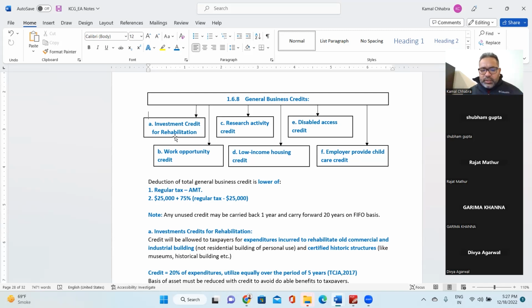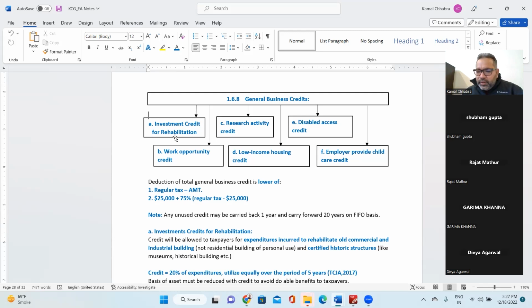So the total deduction for considering all these six things comes under the general business credit, which is the lower of your regular tax minus AMT, alternative minimum tax, or $25,000 plus 75% of regular tax minus $25,000, whichever is lower. For example, let's say your regular tax is $100,000 and your alternate minimum tax is $50,000.